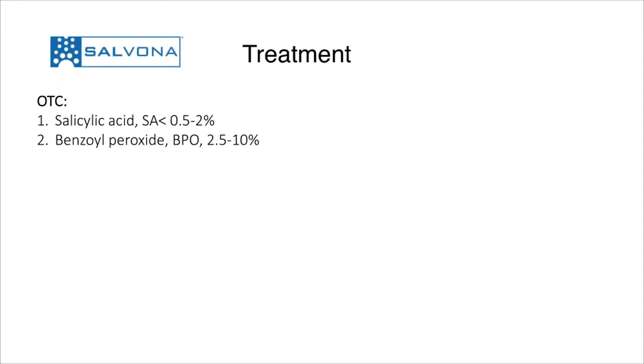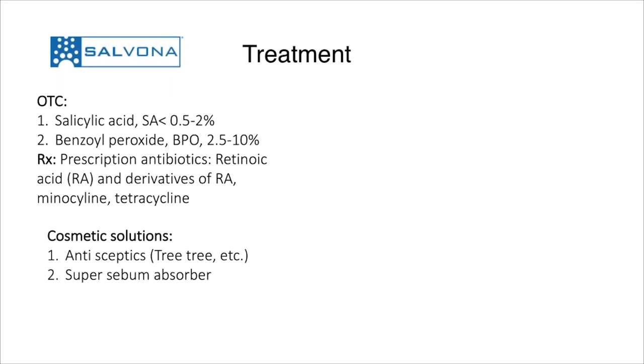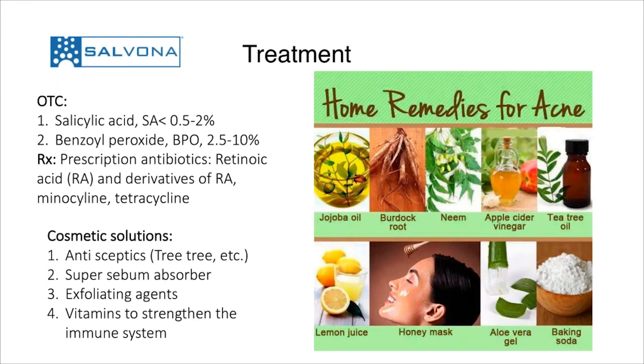The second API is benzoyl peroxide, BPO. This is used at a concentration between 2.5 and 10%. The next level of treatment requires prescription and typically involves antibiotics of different families. The generic products are cosmetic solutions, and they are considered to contain actives that help as antiseptic, super sebum absorber, exfoliating agents, and maybe some vitamins to strengthen the immune system and by this help acne.